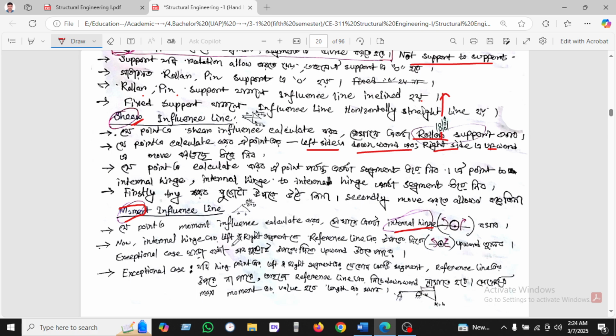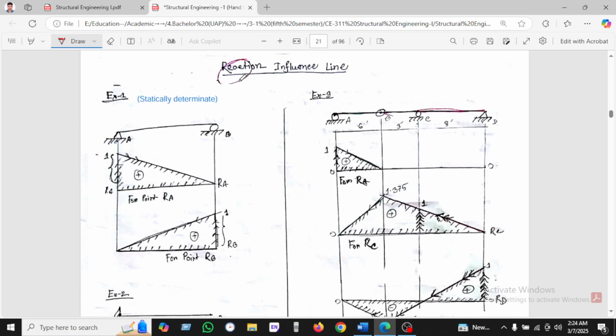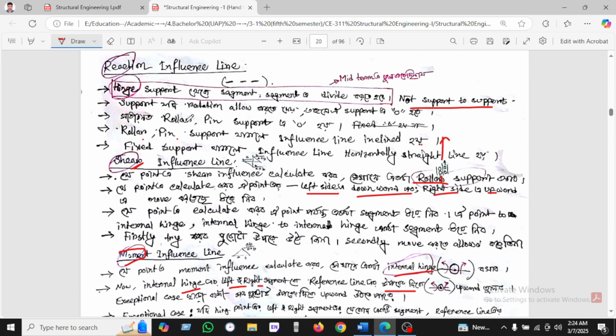Now we are trying to move upward for the hinge on the left side and right side. There are some exceptional cases. So let's see the reaction influence line. What is the main theme? The main theme is that we divide into hinge segments, not support to support.